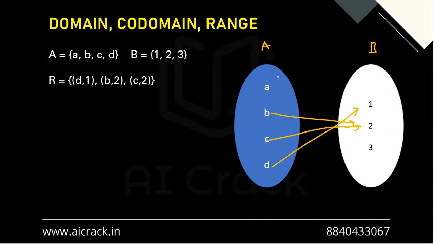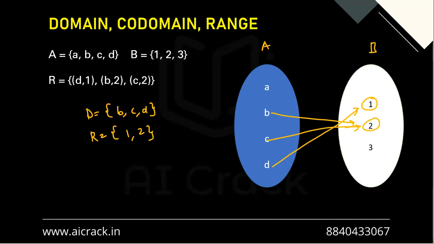Now the definition of domain says all those elements of A which are being mapped. So B, C, D are the elements of A which are being mapped. So this is called domain. So domain is B, C, and D, right? Similarly for range, those elements which are being mapped, basically the arrow which is pointing towards them. So here 1 and 2 are there, 3 is not there. So range is 1, 2, right?